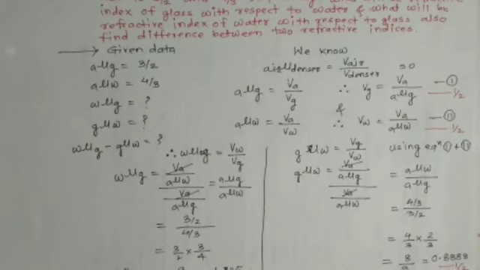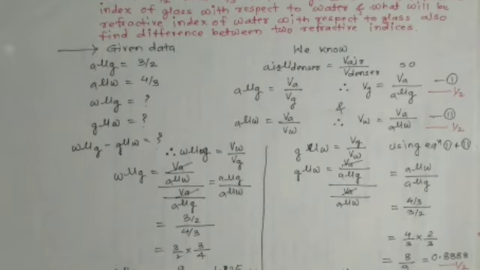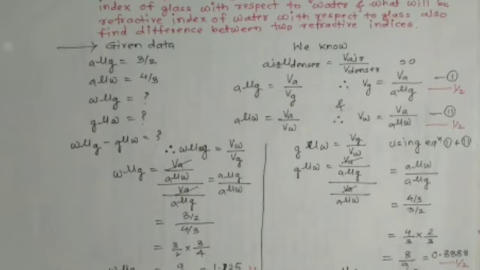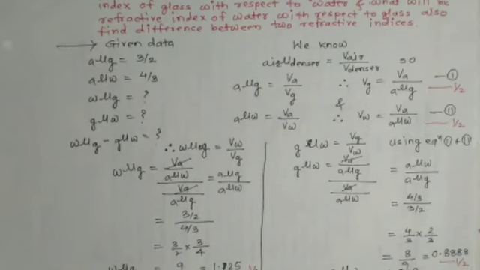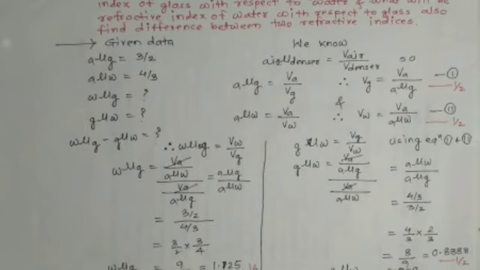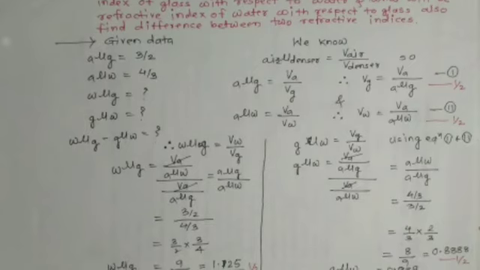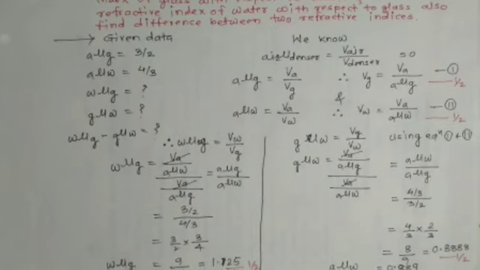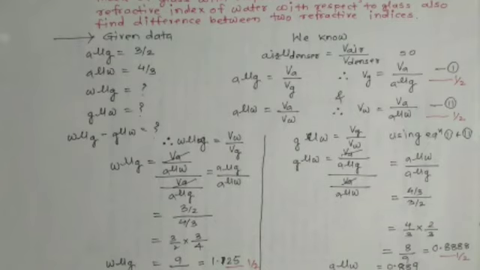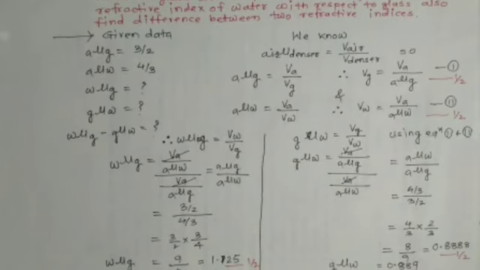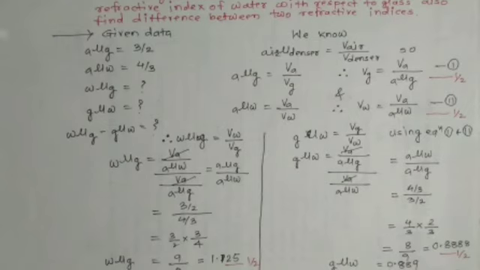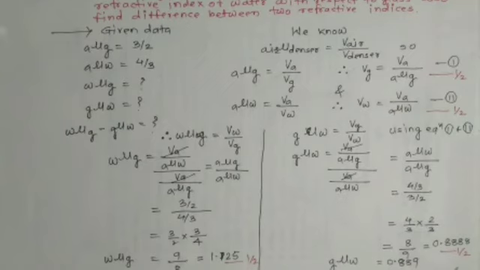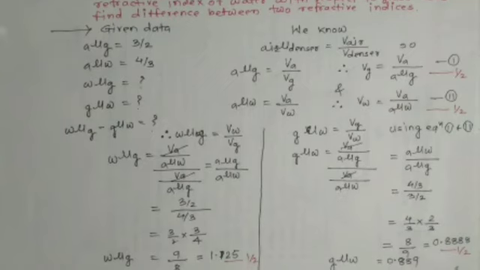Answer for this numerical: given data, mu for glass with respect to air is 3/2, mu for water with respect to air is 4/3. We can find mu for glass with respect to water, mu for water with respect to glass, and mu for glass with respect to water minus mu for water with respect to glass equals question mark. First of all, we see mu for denser medium with respect to air medium equals velocity of light in air upon velocity of light in denser medium.